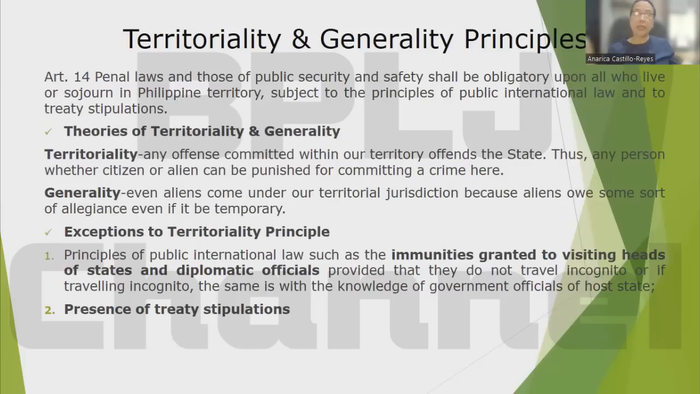However, again, there are certain exceptions under the principles of public international law, such as the immunities granted to visiting heads of state and diplomatic officials while they are performing their official functions, and certain treaty stipulations which we have entered into with other countries.